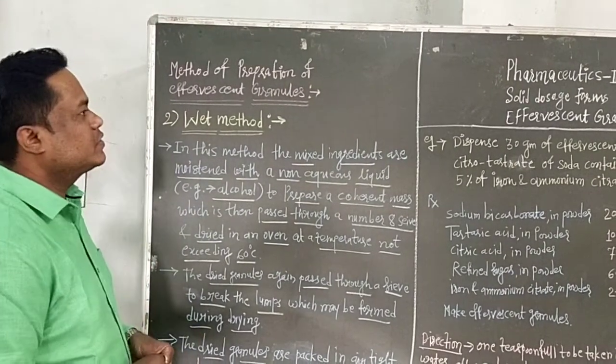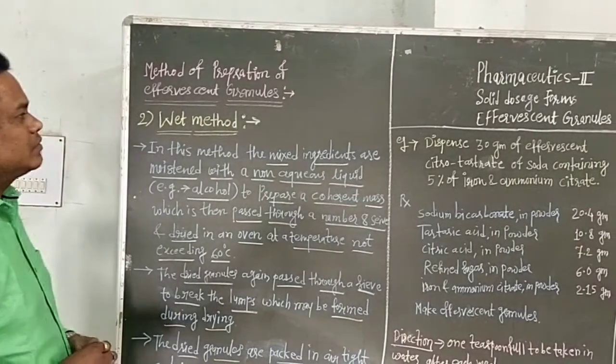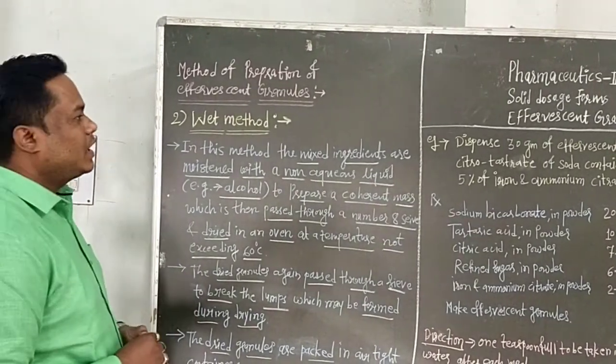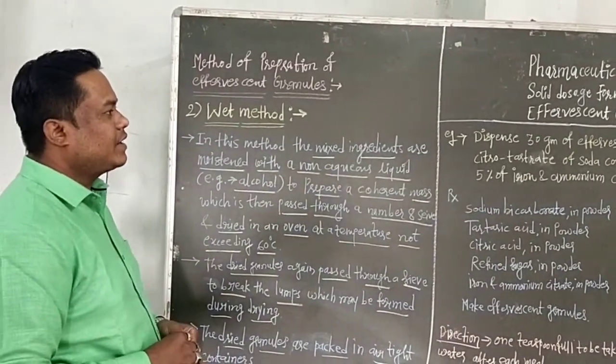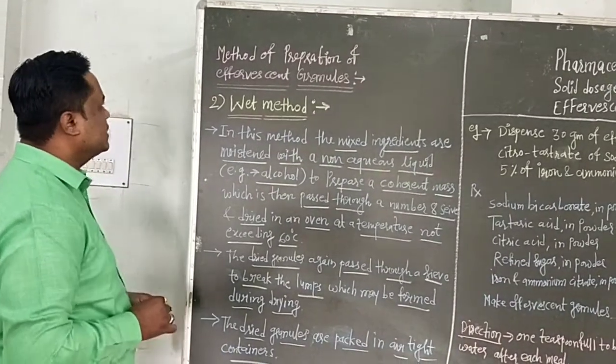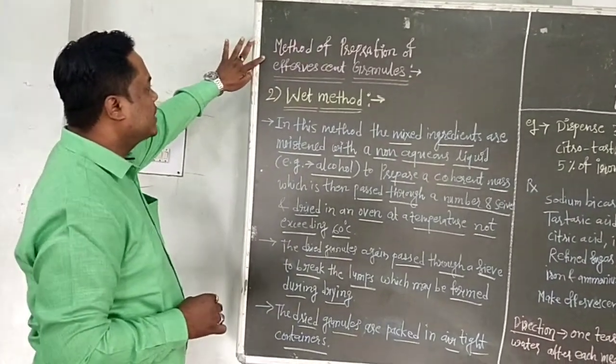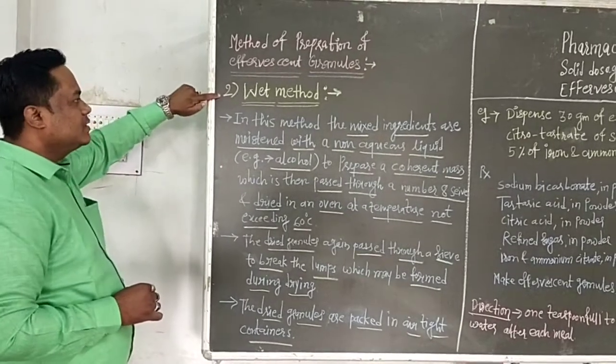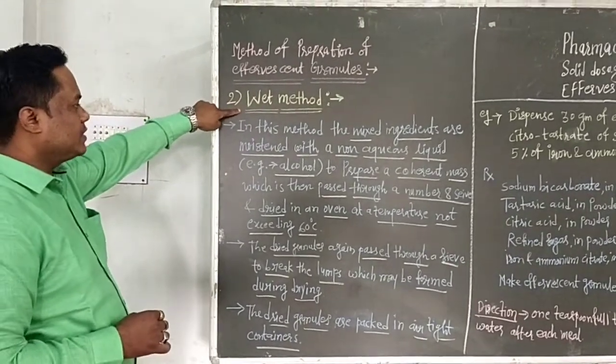Today's subject is Pharmaceutics 2, chapter number 4, solid dosage form, and the subtopic is effervescent granules. In this lecture, we will see the second method of preparation of effervescent granules, which is called the wet method.